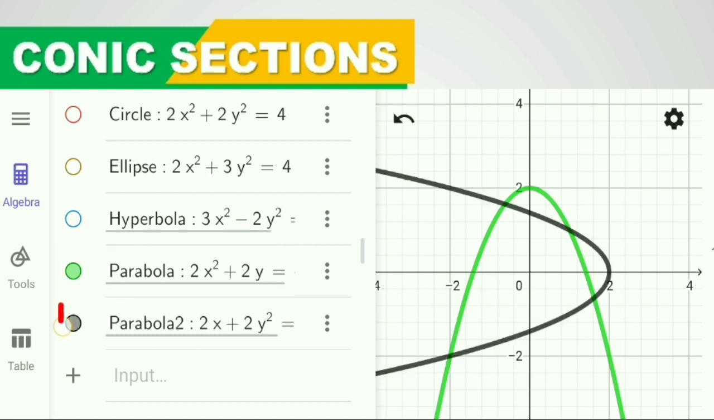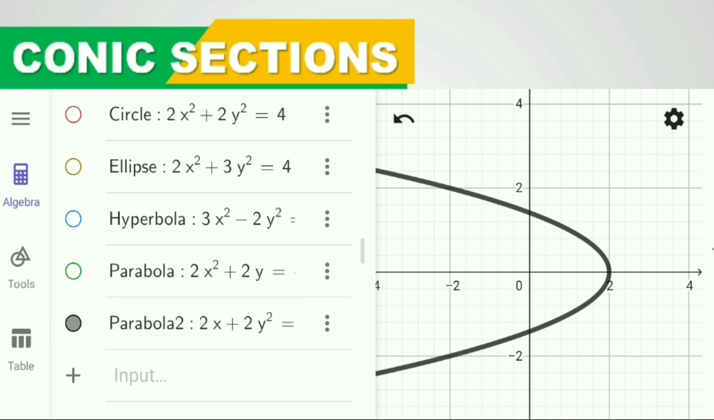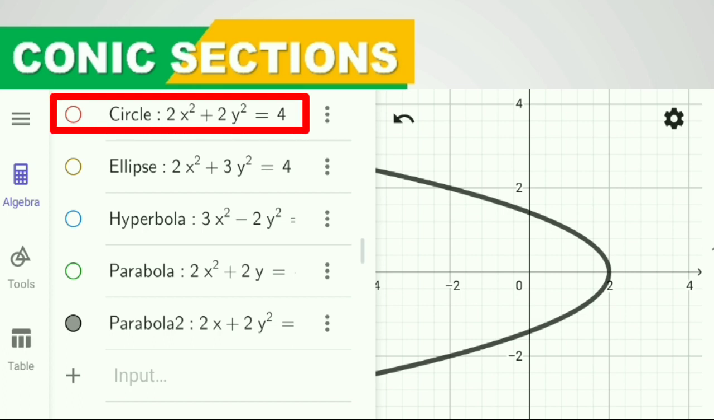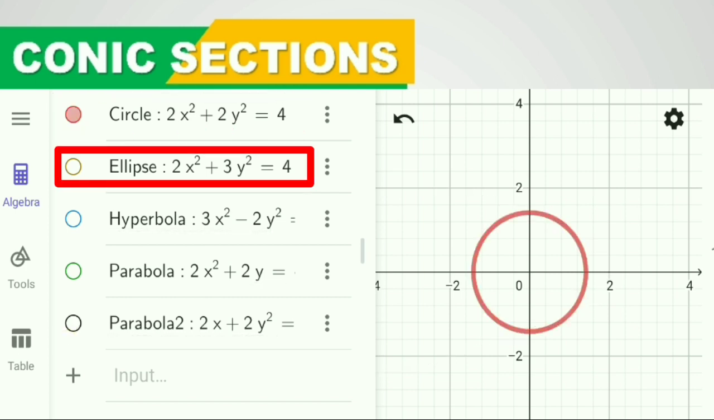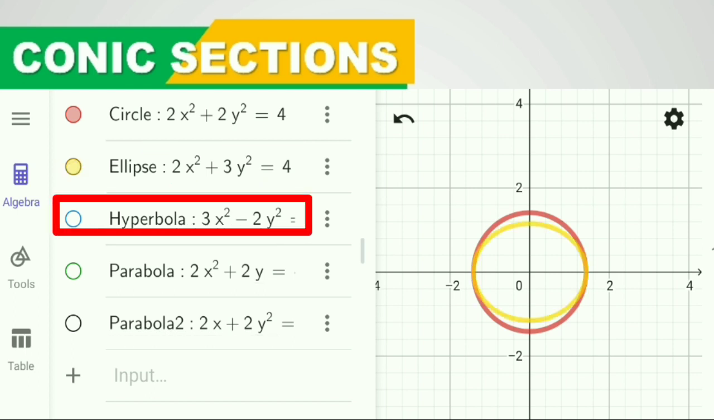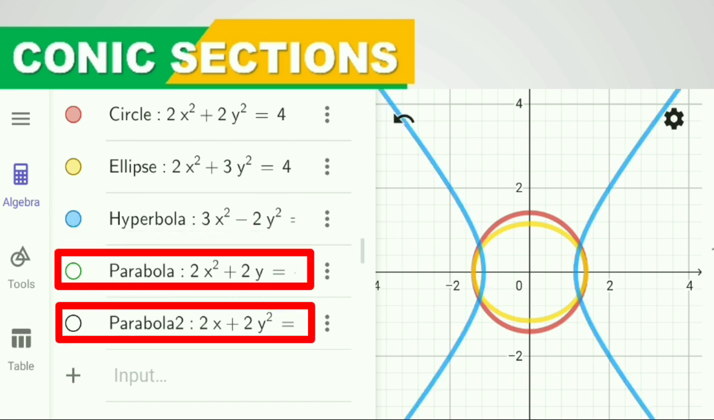Same as this one. For the second example of our equation, the variable y is being squared instead of x. So again, if the numerical coefficients are the same and the variables x and y are both squared and both positive, that will create a circle. If their numerical coefficients are different, that will form an ellipse. If the signs are different, that will create a hyperbola. And if either one of the variables is being squared, that will create a parabola.